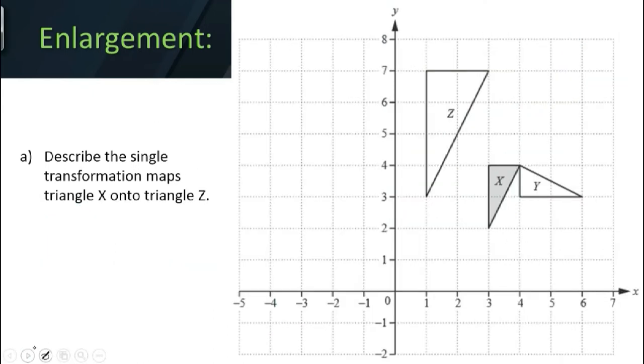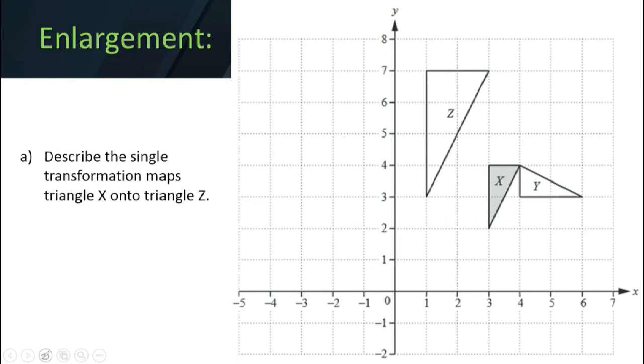Now last, here we have one more example. Describe the single transformation that maps triangle X onto triangle Z. So X onto Z, we can see that here we have an enlargement. So first of all, to find the point of enlargement, we will join the same vertices, two same vertices.